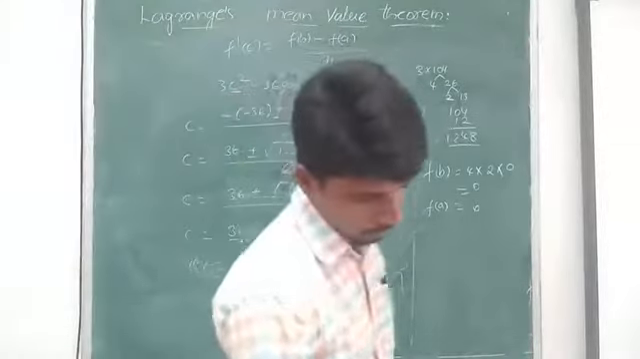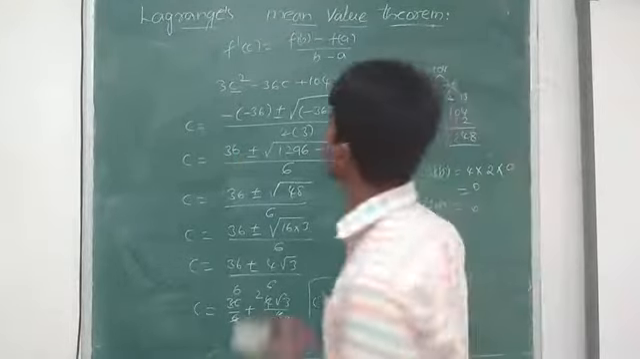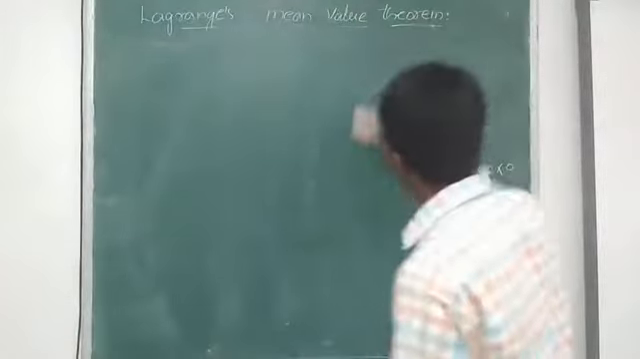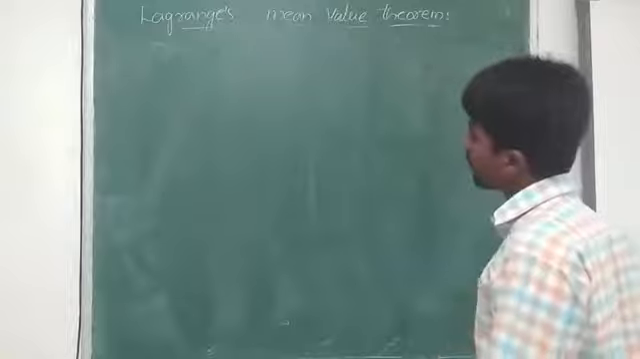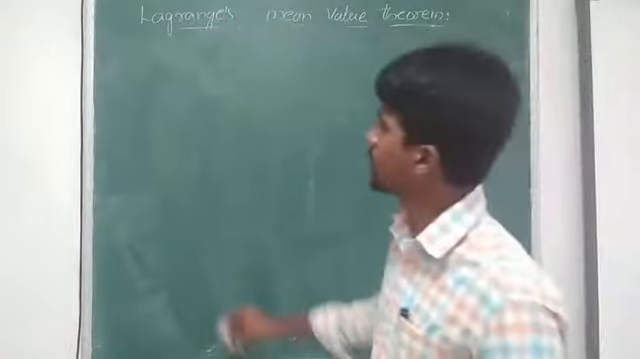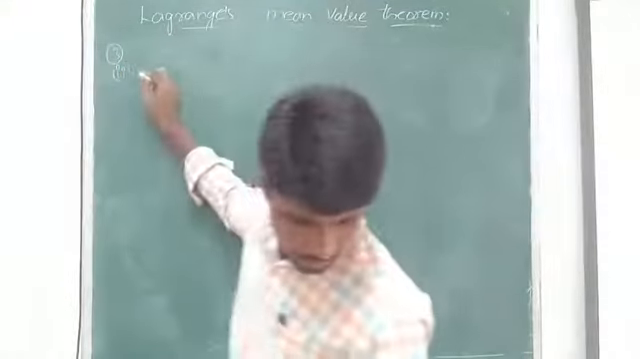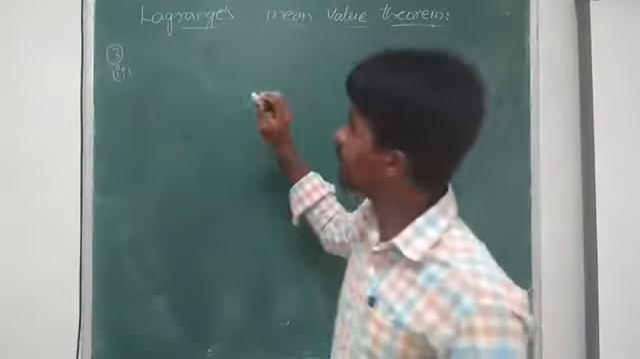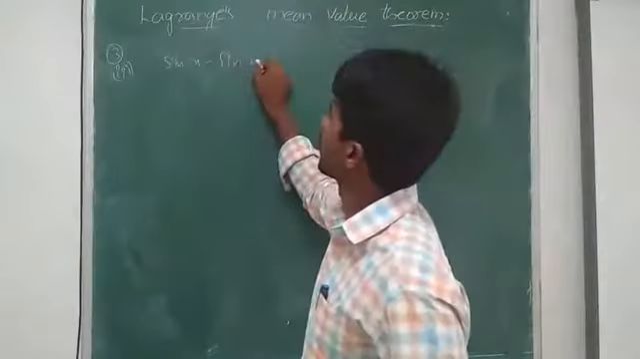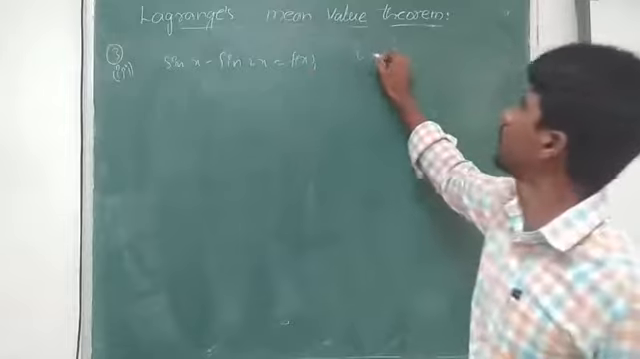Next problem, third one. f of x is given as sin x minus sin 2x. Verify Lagrange's theorem and find point C which satisfies Lagrange's theorem. Sin x minus sin 2x given as f of x on interval 0 to pi.